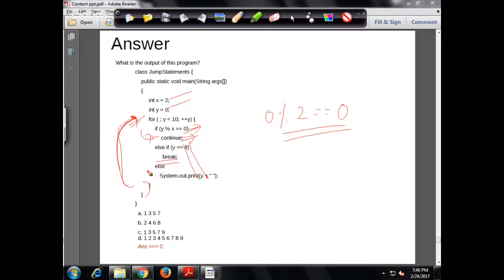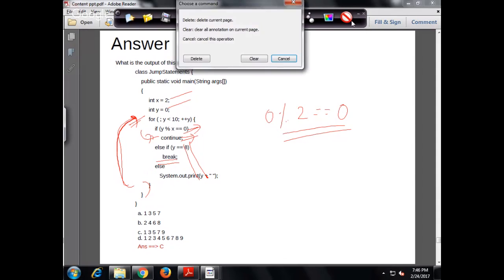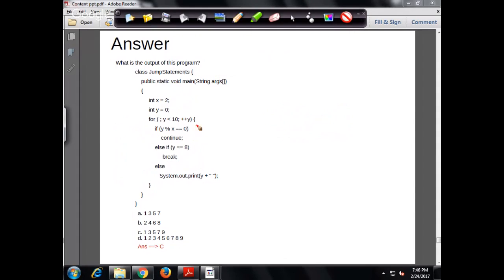That is where the break is used. So again, how this will work is, since this condition is true when y is equal to 0, it goes to continue, it will skip all of them, then it goes again, then y now becomes 1, correct? Now when y is 1, this condition is false, because 1 modulus 2 is equal to 1 and not equal to 0, right? So this particular condition is false, hence it is going to go to else if.